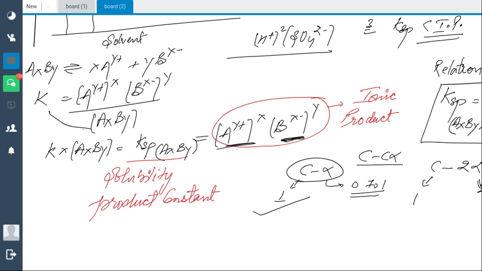No. H plus is equal to OH minus ion. That is true for a neutral solution. The concentrations may vary with temperature, but otherwise it is the same.